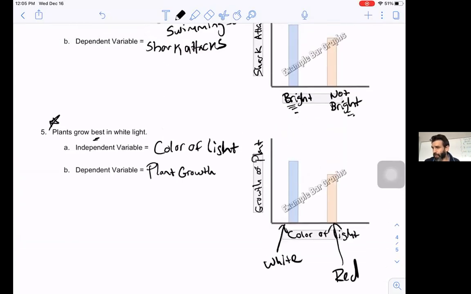But the general point is the thing that you can change goes down here on the x-axis. That is the independent variable. You can change it. It doesn't depend on anything else. And on the y-axis, the thing that you measure is the dependent variable. The growth of the plant in this case depends, we think, on the color of the light.